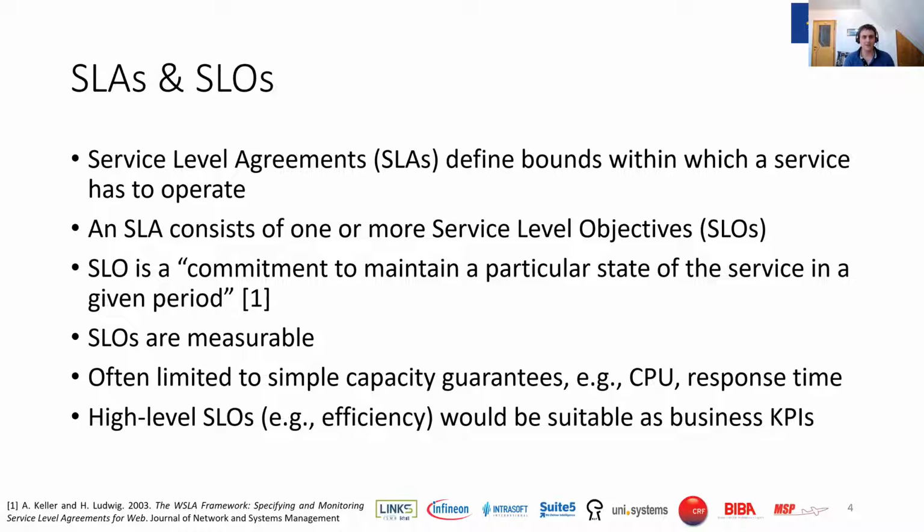That means SLOs have to be measurable, but nowadays they're often limited to simple capacity guarantees, such as CPU usage or response time or uptime. However, we've noticed that high-level SLOs, such as, for example, the overall efficiency of the workload, would be much more suitable as business key performance indicators. And this is what we want to realize using the Polaris framework and inside Rainbow.